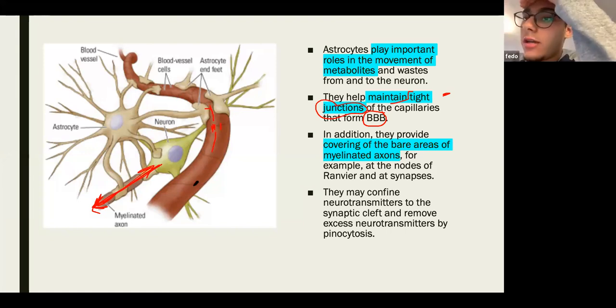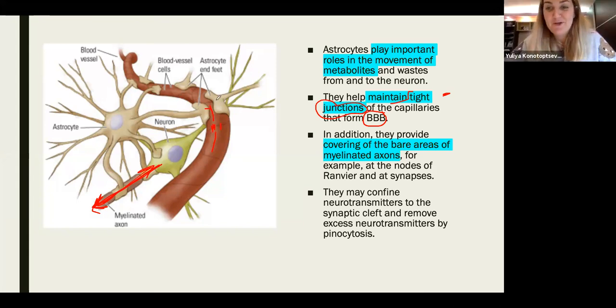I have a question, sorry. You said that it seals both the endothelial cells and the cells of the neuron, but how does it allow the movement of metabolites then? Very good. You will see it when we talk about the BBB. It is going to be part of it. So only little things can diffuse.